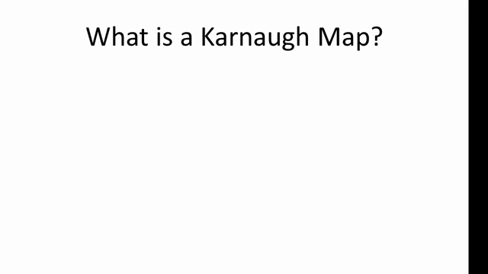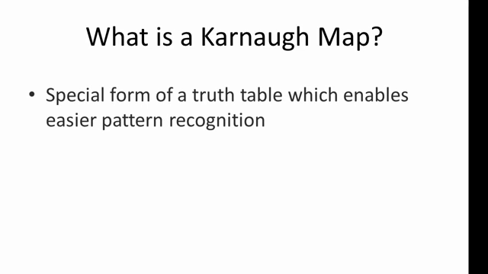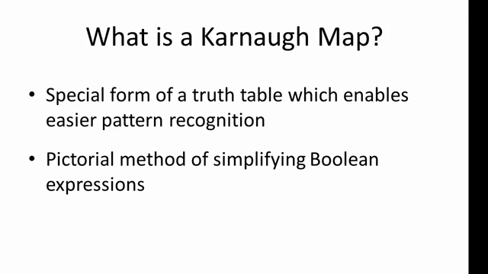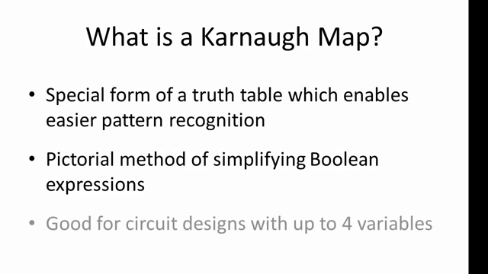So what is a Karnaugh map, or a K map as they're sometimes known? It's a special form of truth table which enables easier pattern recognition than a truth table does. It's a pictorial method of simplifying Boolean expressions. Good for circuit designs with up to 4 variables, that's 4 inputs.